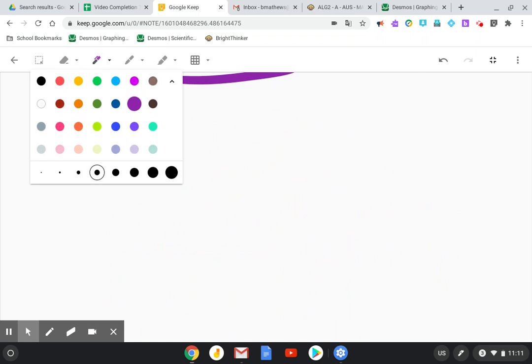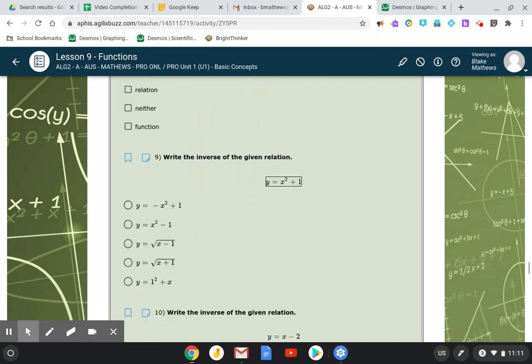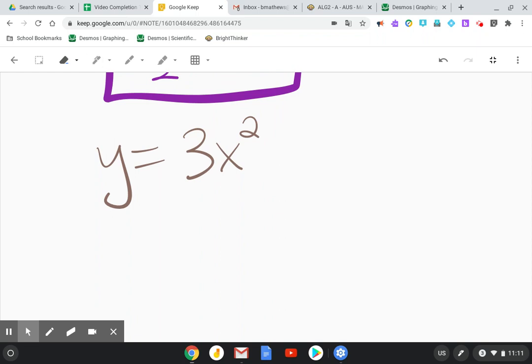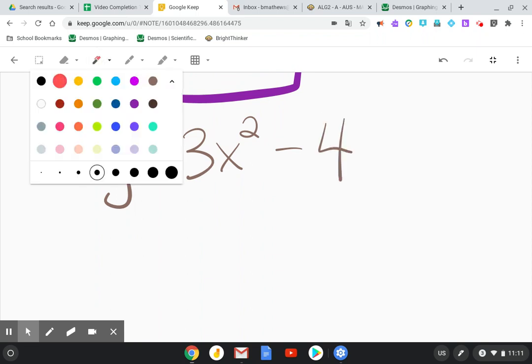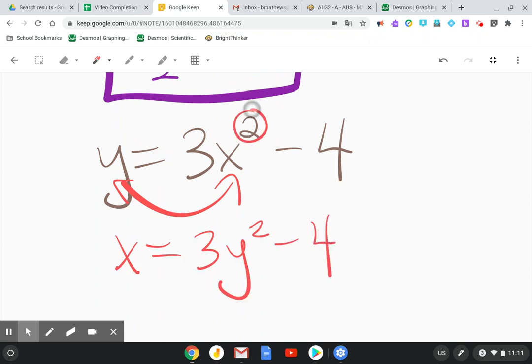Let's look at another example. Let's look at one that has a squared in it, because I think at least one of your examples has that. So let's say we had y equals 3x squared minus 4. First step, switch x and y: x equals 3y squared minus 4. Notice I didn't bring the numbers with me. I just literally exchanged the x and the y.